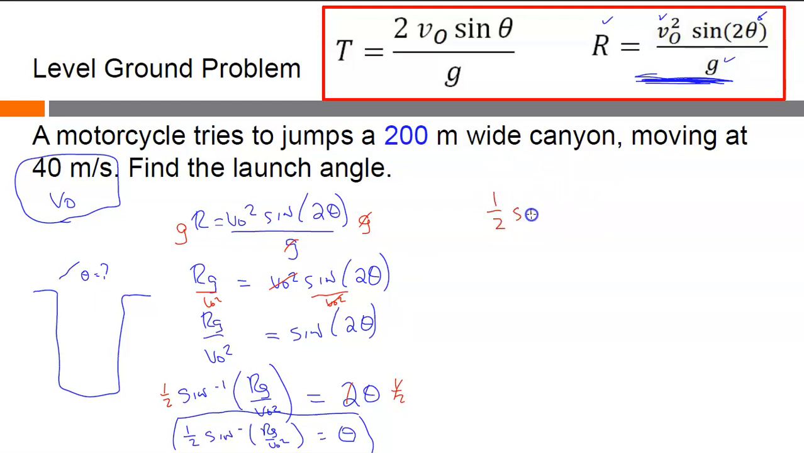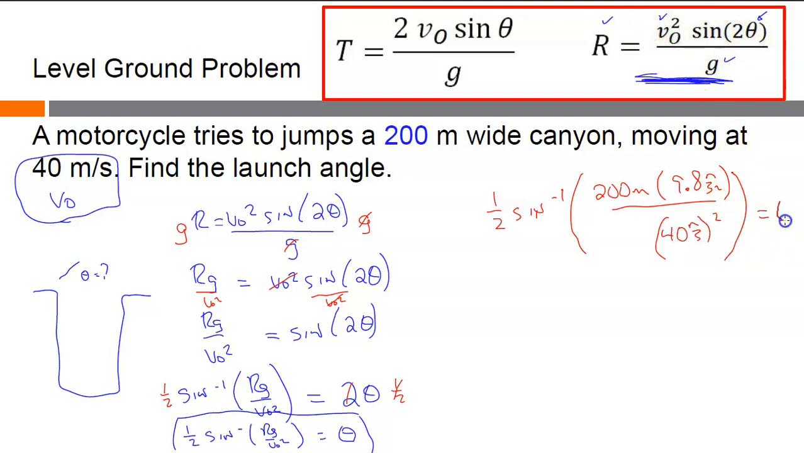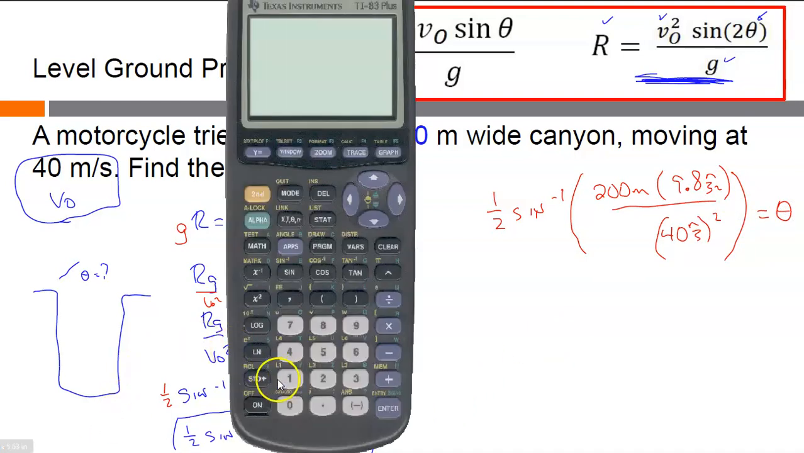I got 1/2 times the arc sine. The range is now 200 meters. You could add a little bit more if you were worried about him just hitting the edge or something. Here's G, 9.8 meters per second squared. His velocity is 40 meters per second. And please don't forget to square that one. See how it's right there in the formula? The V0 has to get squared. It was squared up here. It's still squared when you divide both sides by it. All right, that's the easiest thing to mess up, and what people usually forget and get a funny thing.